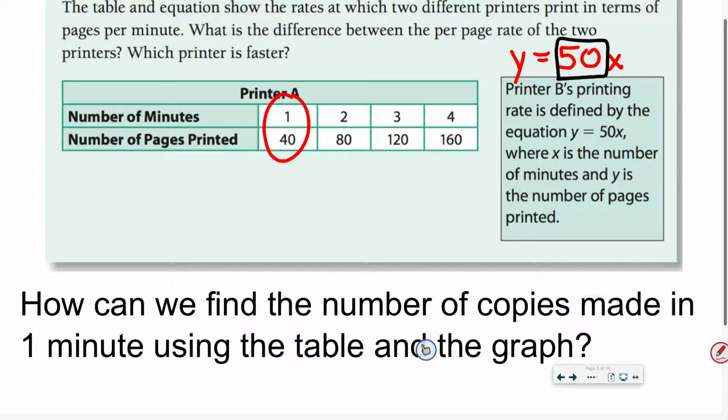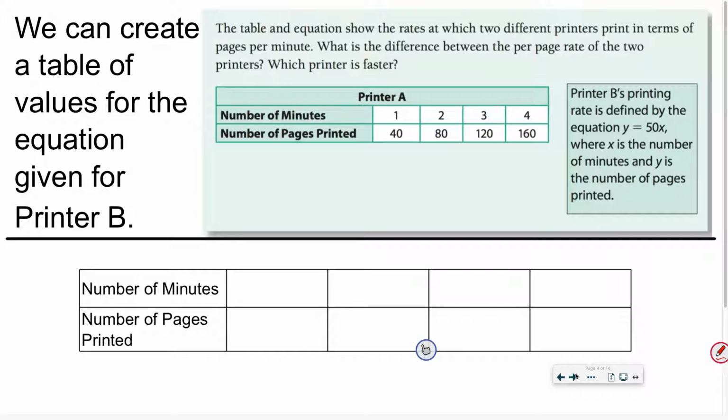It's not 50, it's 40, for printer A. Yeah, we're on the other printer. So printer A, in the table, we found it by looking where our number of minutes was 1. In our equation for printer B, our equation is y equals 50x. We're able to find the number of pages is 50 because of the equation.